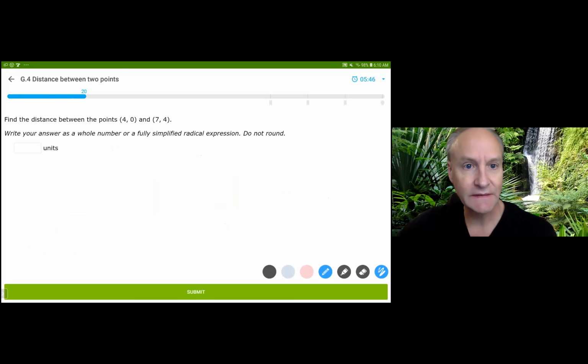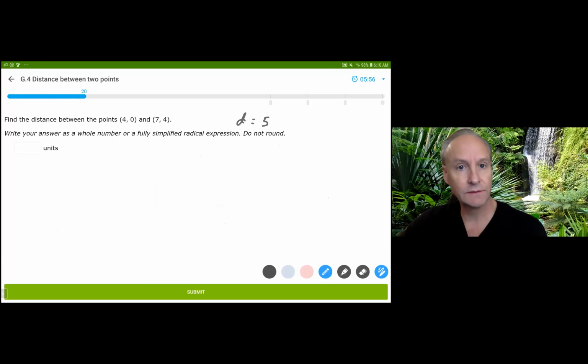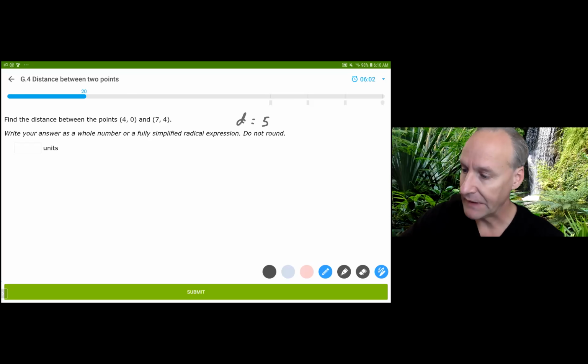Now, just so you can see that I can actually do it in my head, this is going to be 16 and 9 is 25, so the distance is 5. What I did was I found the slope in my head, squared them both, added them, and took the square root. Basically, I'm going to go ahead and use the distance formula one more time.